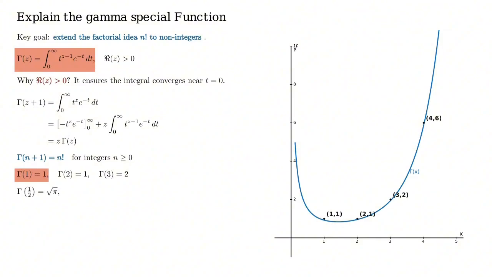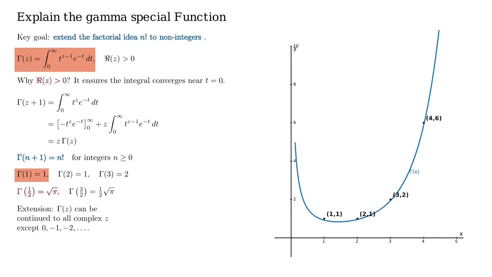Here's where gamma becomes truly special. It gives meaningful values at half integers. The famous one is gamma of 1/2, which equals the square root of pi. And then the recurrence lets you get gamma of 3/2, 5/2, and so on. This is the classic half-integer value.